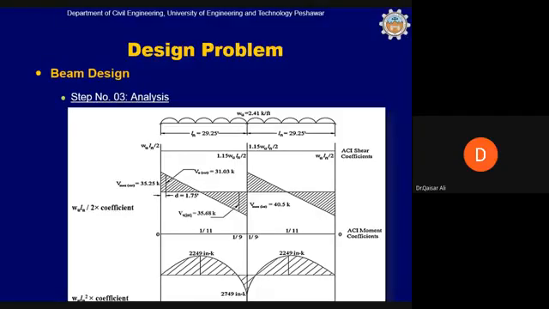If you feel you have a question, you can stop me and ask your question. Now start drawing the shear force and bending moment diagram. I will give you 10 minutes to do this and start designing, and then we will discuss the design steps.